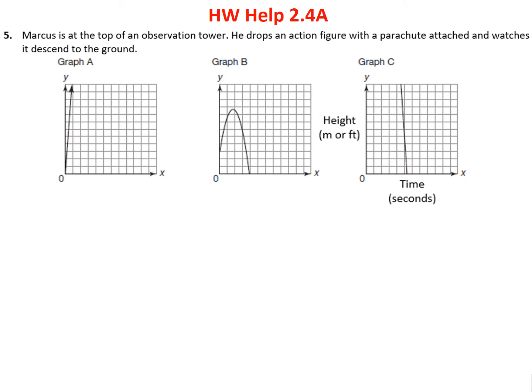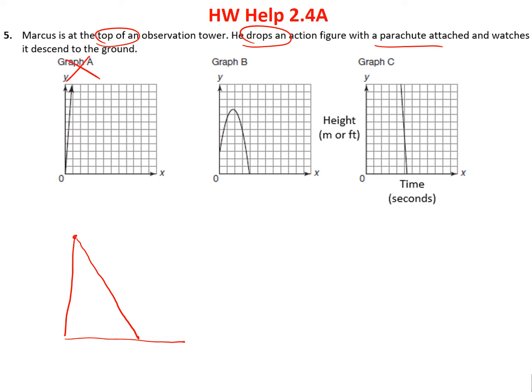Problem 5 is not a well-written problem. It says that Marcus is at the top of an observation tower, and he drops an action figure with a parachute and watches it descend. So if I were looking at this, thinking that with a parachute it's going to drop slowly, I would say he's up here and it's going to drop slowly to the ground. If you look at our examples, none of them actually fit that one.